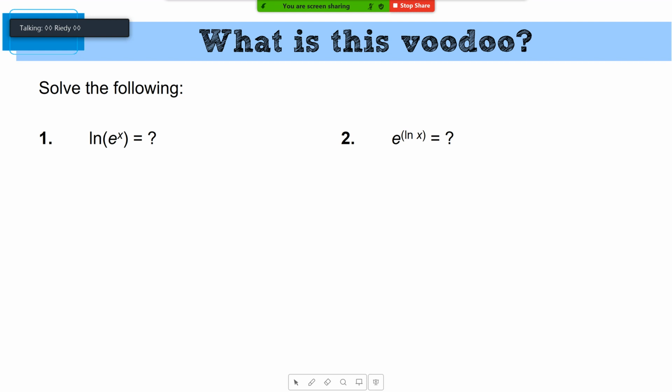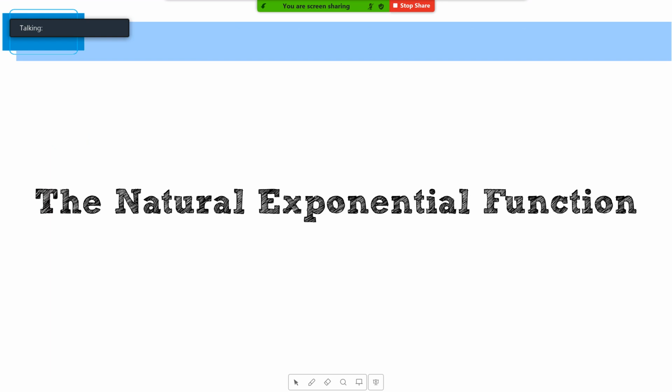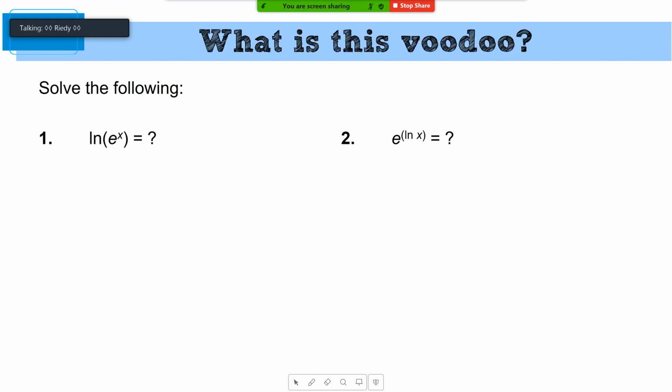Let's start with this. What is the natural log of e to the x? Anybody? x. Let's try that again. Did you say that, Kev? Why? Because you would take the x up to the front, so it'd be x times natural log of e, and natural log of e is 1, so it's just x.